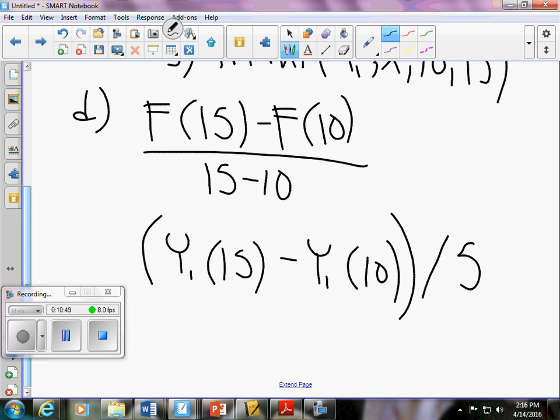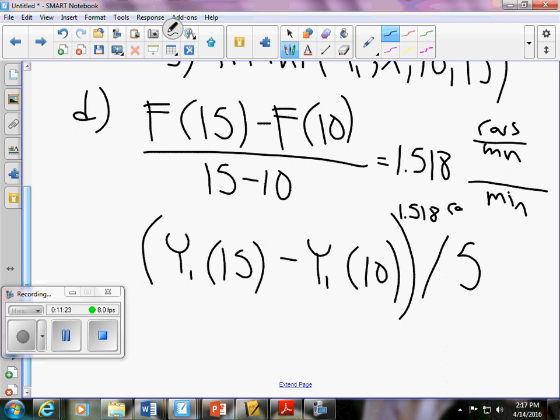Now, I want to talk about the units for this. What are the units of the numerator? That's cars per minute. And the units of the denominator, remember this was change of time? What is time measured in? So you have cars per minute over minutes. So what's that if we put it all together? Cars per minute squared. Okay. So 1.518 cars per minute squared.